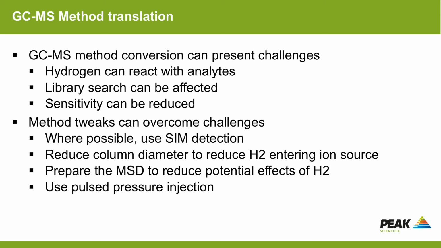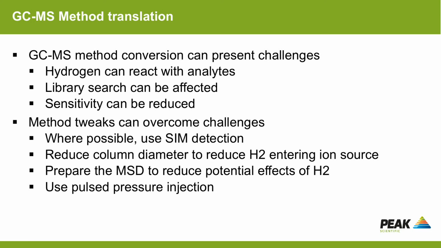improve results in the source. Also, preparing your mass spectrometer to reduce the potential effects of hydrogen by looking at alternative lenses, and this application note actually concerns this point specifically. And I mentioned using pulsed pressure injection.